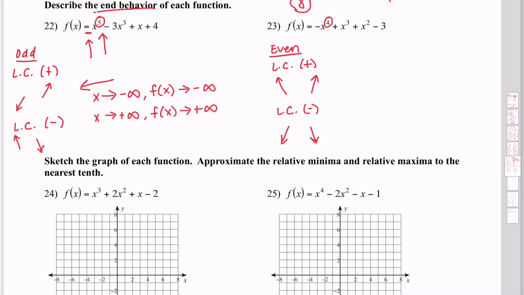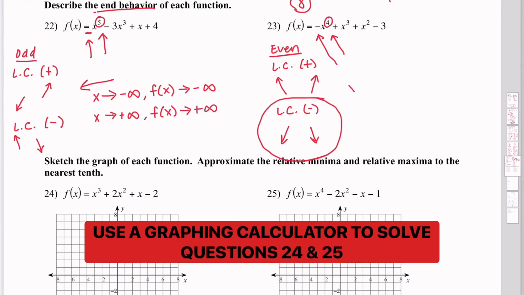So going back to our problem, we already established that it was even because the exponent is to the 4th power, and our leading coefficient is negative. So we're going to be looking at this portion. How do we write it? We write it like this. As x is approaching negative infinity, our f of x is also approaching negative infinity. As x is approaching positive infinity, f of x is approaching negative infinity. So just memorize those two, how an odd and even function look, but also if the leading coefficient is positive and negative, and you should be good.